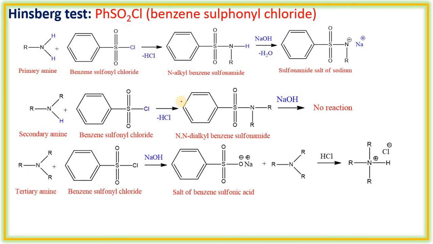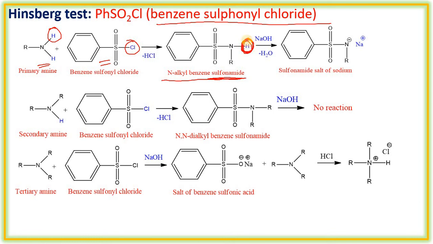The another one is the Hinsberg test. This one is very important to distinguish primary, secondary and tertiary amines. The reagent is benzene sulfonyl chloride. When you treat primary amine with benzene sulfonyl chloride, there is the elimination of one hydrogen from primary amine and chlorine from benzene sulfonyl chloride, and there is a formation of sulfonamide, N-alkyl benzene sulfonamide. When you treat sodium hydroxide, this hydrogen is acidic in nature. Here you have acidic hydrogen.